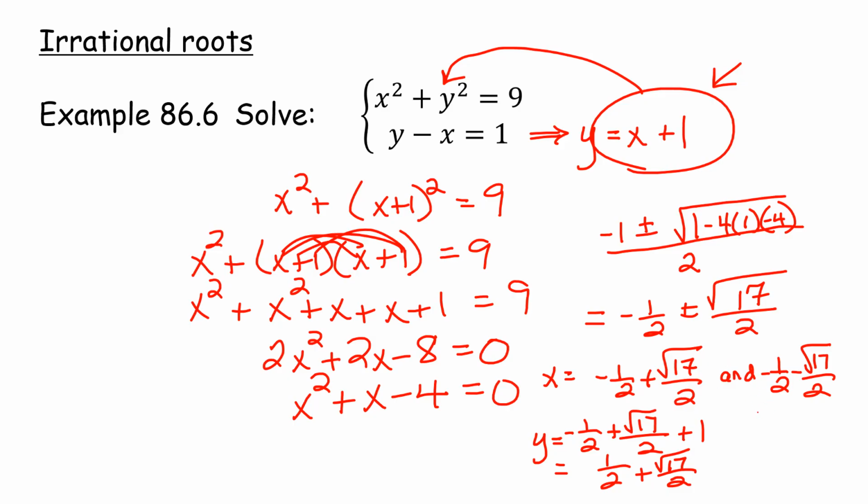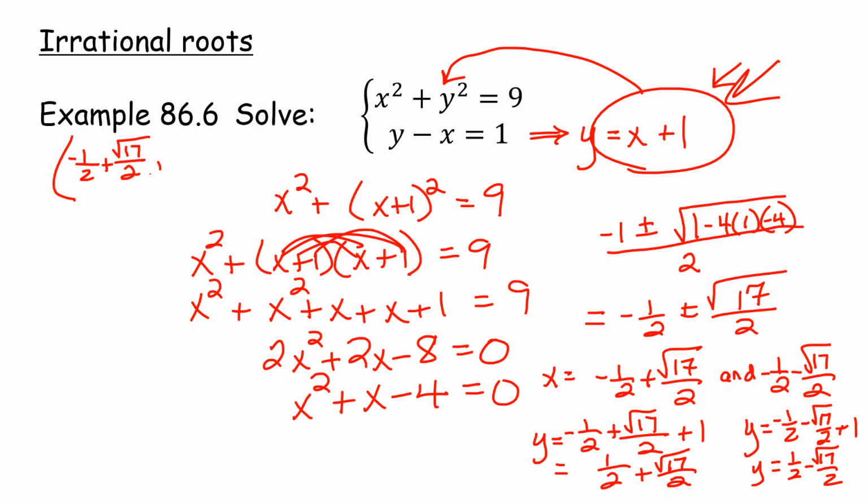If you put in the other value for x, you're going to have y is equal to negative 1/2 minus the square root of 17 over 2 plus 1, because up here it says that y is equal to x plus 1. So here y is going to be 1/2 minus the square root of 17 over 2. So your 2 points of intersection for this system of equations will be negative 1/2 plus the square root of 17 over 2 for x, and the y that goes with that is 1/2 plus the square root of 17 over 2.